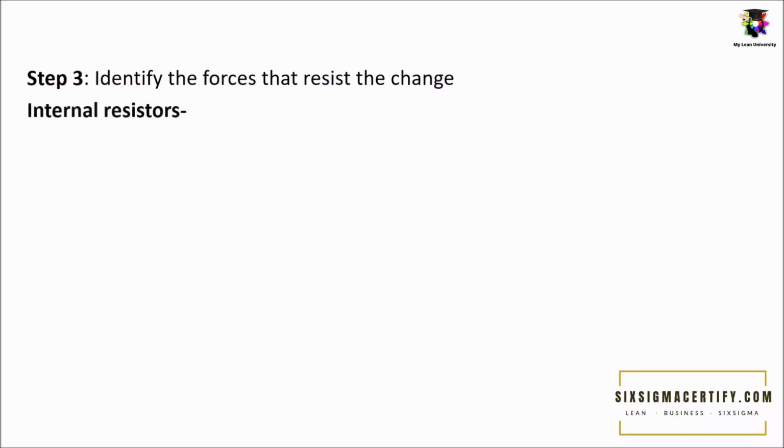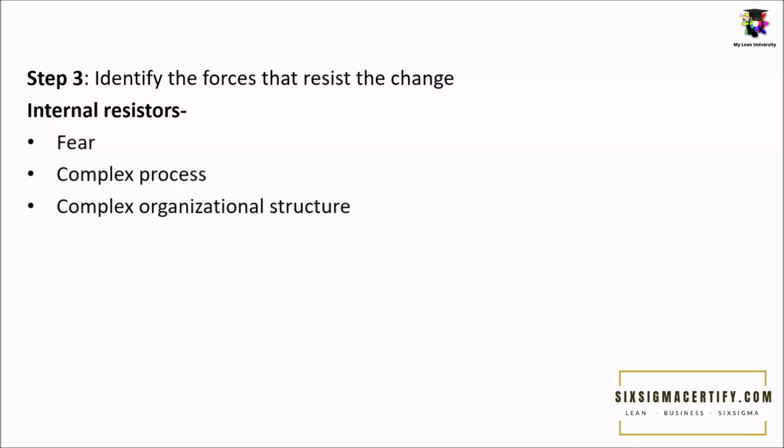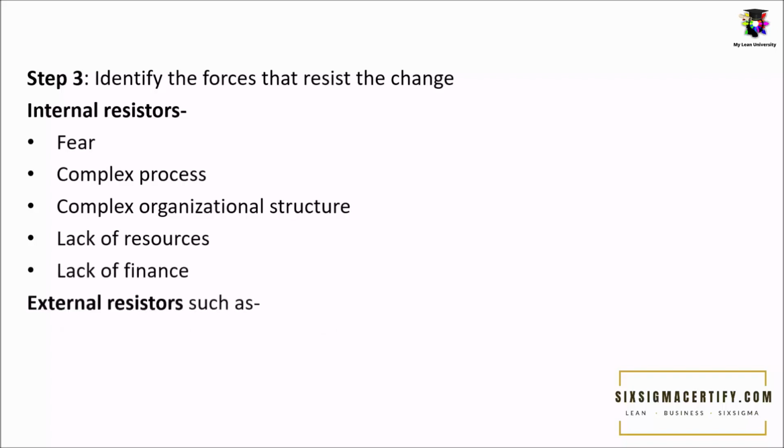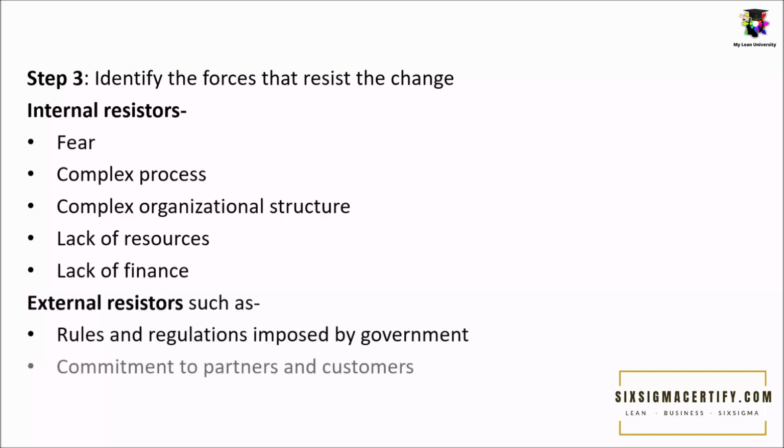Using the same way as in step 2, identify the internal and external factors that could resist the change in this step. The internal resistors could be fear, complex process, complex organizational structure, lack of resources, and lack of finance. And the external resistors could be rules and regulations imposed by the government, and commitment to partners and customers.